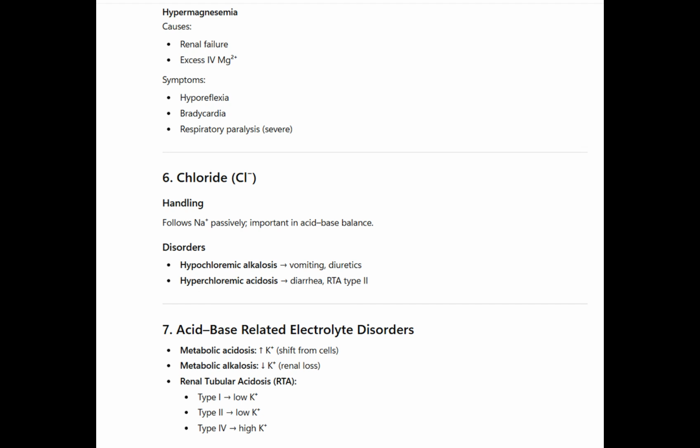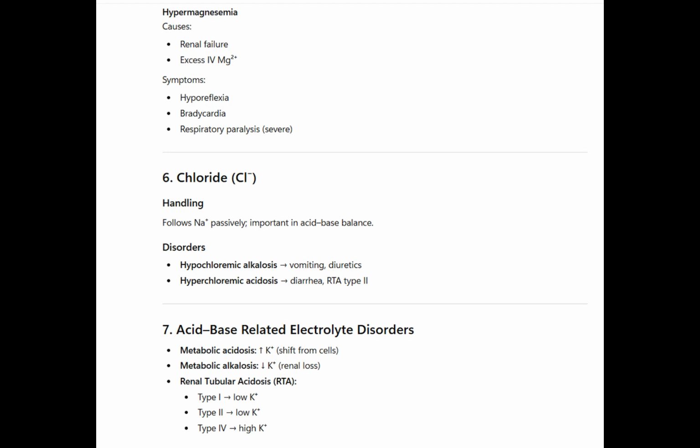6. Chloride, Cl. Chloride closely follows sodium to maintain electroneutrality and plays a crucial role in acid-base balance. Hypochloremia is usually seen in vomiting and loop diuretic use, leading to metabolic alkalosis. This is because chloride loss increases bicarbonate retention.